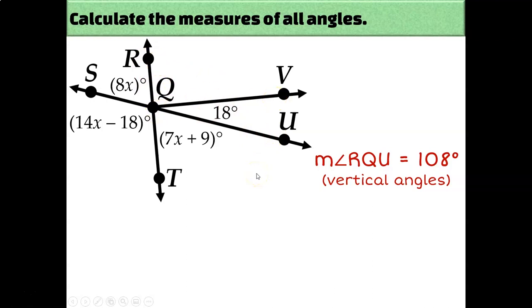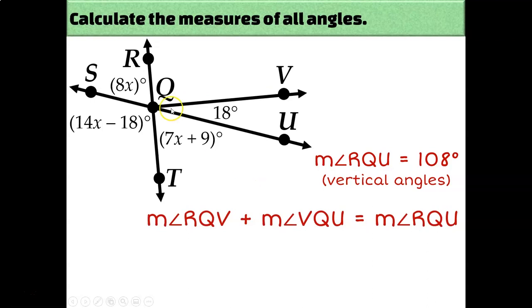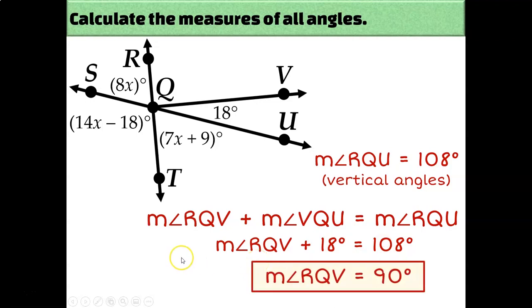Well, that's actually just the angle addition postulate at work. We have RQV plus VQU equals RQU. Fill in what we know. The measure of angle RQV is what I'm looking for. The measure of angle VQU was 18, and the measure of angle RQU was 108. So if I subtract 18 from both sides, I find out that the measure of angle RQV is 90 degrees. So it turns out that RQV is actually a right angle.